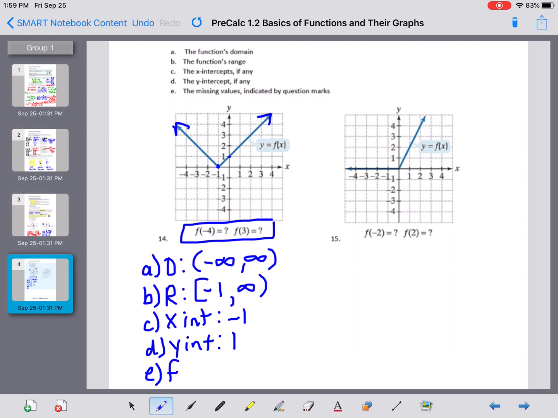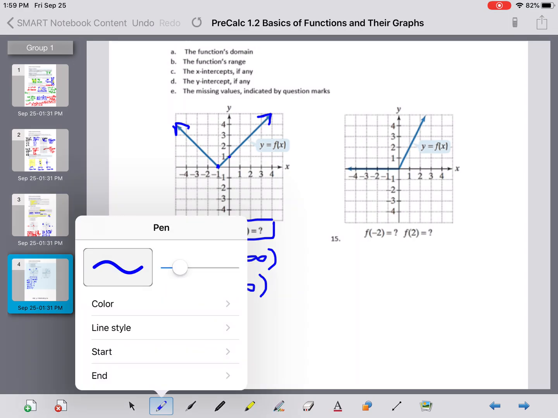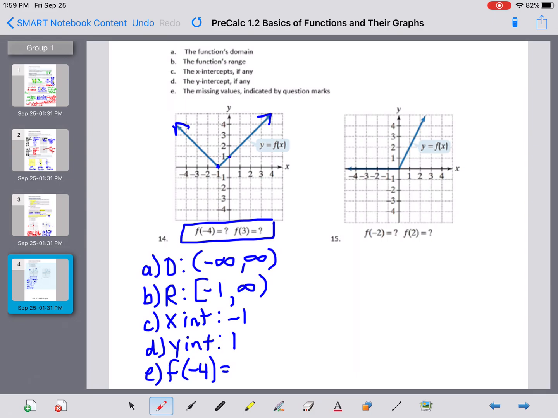Where is it? F of -4. Remember, -4 is the x value. So I go to -4. Change color just so this stands out a little bit more. I go to -4, and I go until I find my y value. So I know my x is -4. What is my y right there? 3. So that finishes that out, okay?